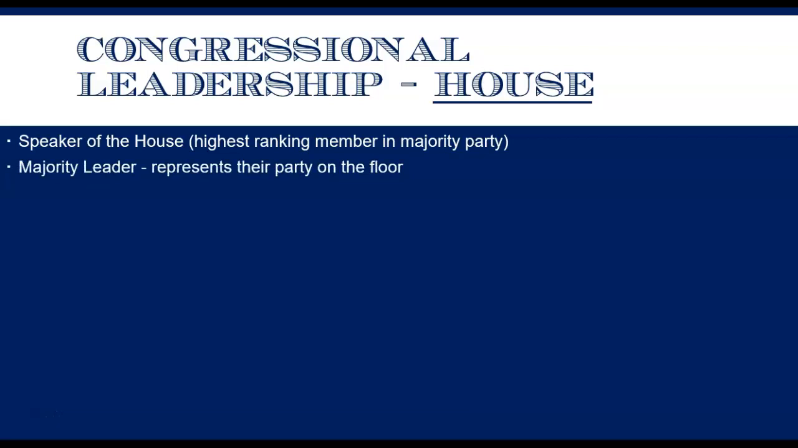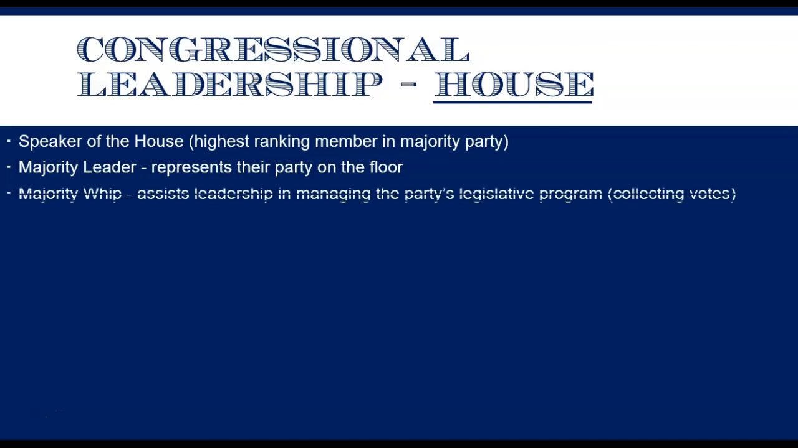You have the majority leader. This person represents their party on the floor. So they're the one that mainly speaks for their party, and controls the talking points that their party is interested in controlling.